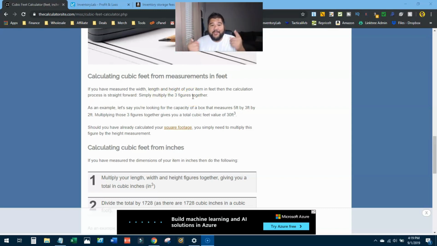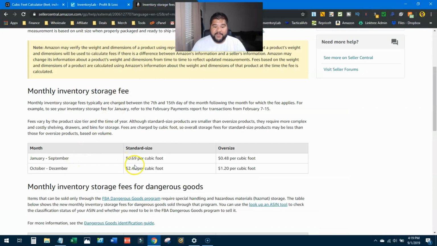So whether or not you know how to do that, I don't want to do that. I have no idea what the size of my inventory is and how much space it actually takes up, because it's not here in my house. That's why I push it on Amazon, right? So it's up to them to measure my items and calculate how much cubic feet of storage I'm taking up. They are going to charge me per cubic foot, 69 cents January through September.